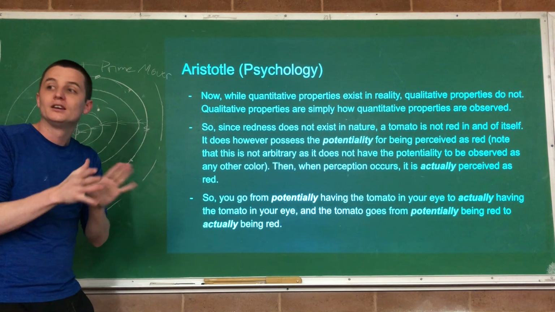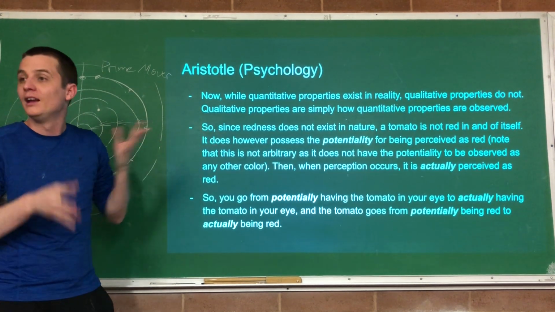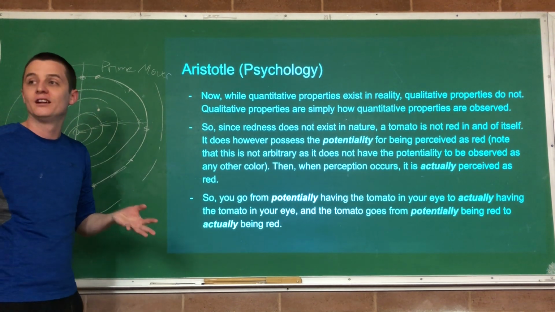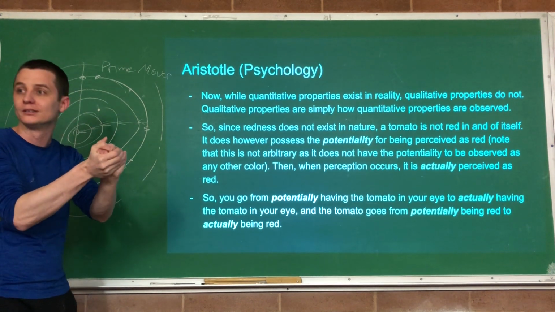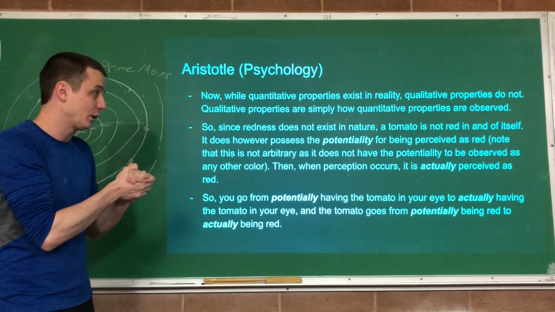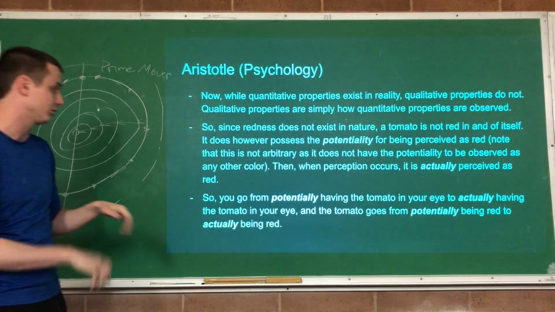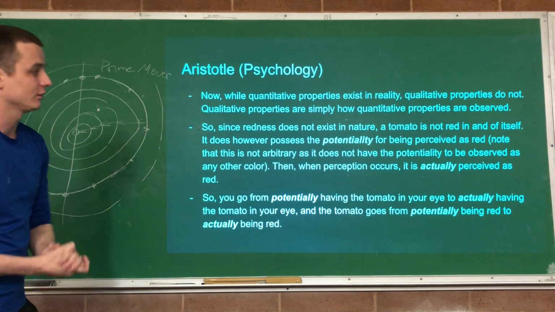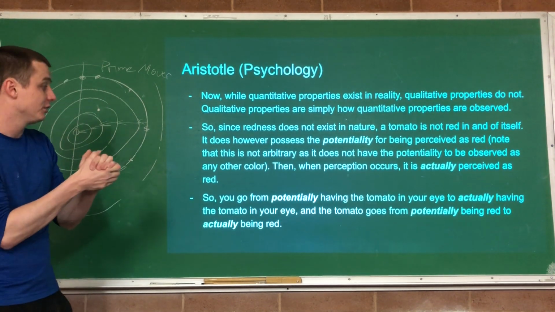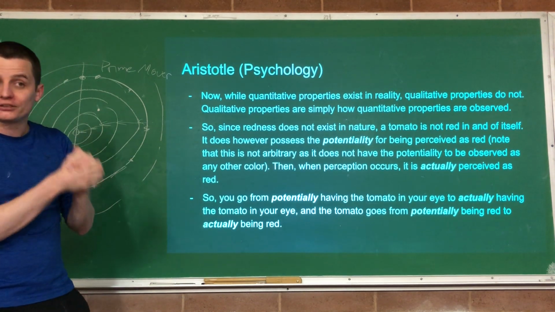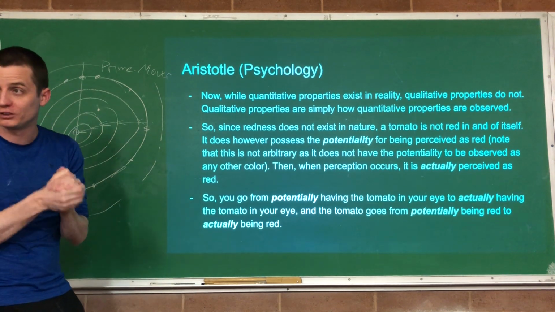Its form still dictates its potentiality. It has the potential to be perceived some ways and not to be perceived other ways. And that's dictated by its form, by the fact that it's a tomato. Tomato can only be perceived certain ways. Okay, so a tomato is not red in and of itself. It does, however, possess the potentiality for being perceived as red. Note that this is not arbitrary, as it does not have the potentiality to be observed as any other color. Then, when perception occurs, it is actually perceived as red. So it went from potentially being perceived as red to actually being perceived as red.